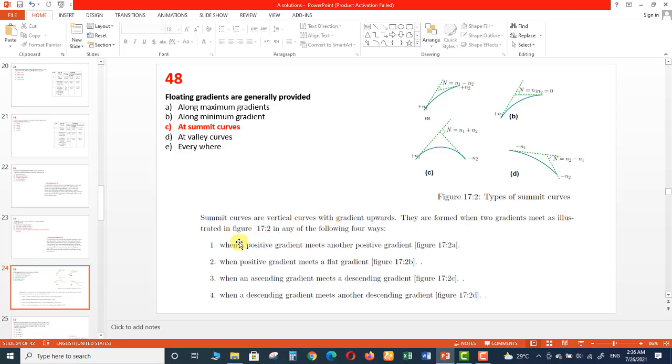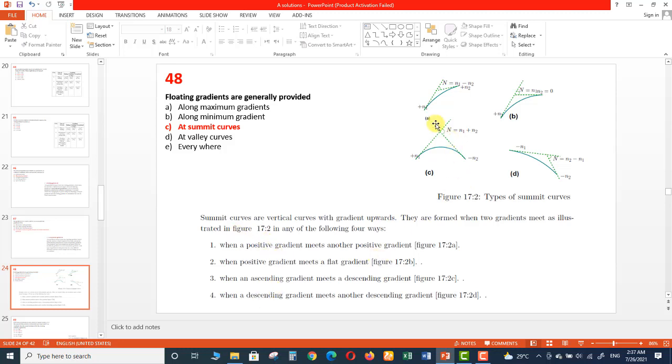So the first condition is when a positive gradient meets another positive gradient. Second is when a positive gradient meets a flat gradient. Third is when an ascending gradient meets a descending gradient, right? And fourth is when a descending gradient meets another descending gradient. Both are descending. So these are the four conditions. Whenever these conditions apply on a road, the curves formed in these situations are called summit curves.